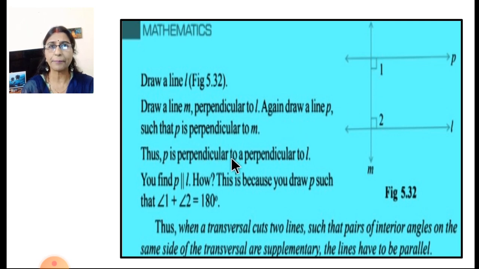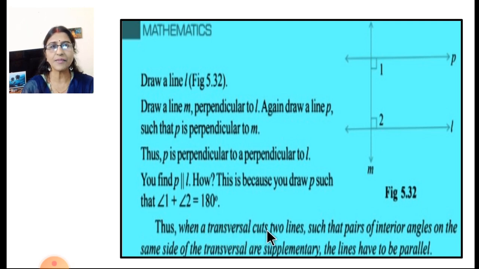So thus P and L are both perpendicular to M. That means P is perpendicular to M. Now you find P is parallel to L. How will we understand that P is parallel to L? This is because you draw P such that angle 1 plus angle 2 is equal to 180 degree. As it is perpendicular, angle 1 is 90 degree, and this one is also perpendicular on this line, so this is also forming 90 degree. So angle 1 plus angle 2 is equal to 180 degree.